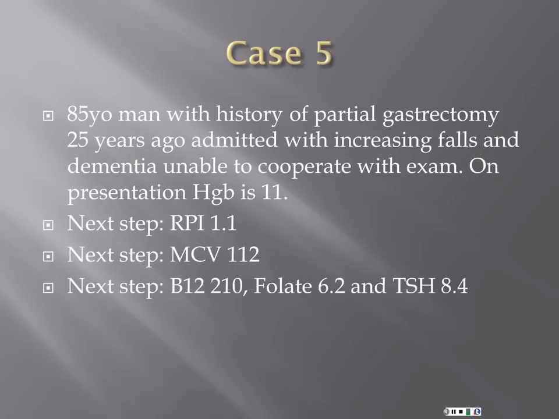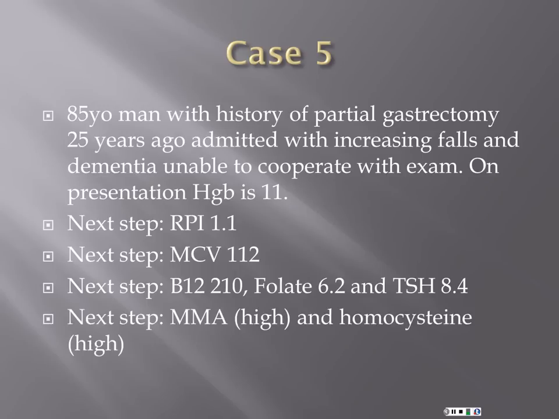B12 was 210, folate 612, and TSH is 8.4. So, a little high, but that wouldn't give you a severe anemia. That's not really true disease. Folate was above our cutoff that we talked about earlier. What is the B12? It's what? So 204. Yeah, so that's indeterminate. So what do we want to order next on our board stuff? Okay, methylmalonic acid and homocysteine are high. That's consistent with B12 deficiency, so it confirmed our diagnosis.